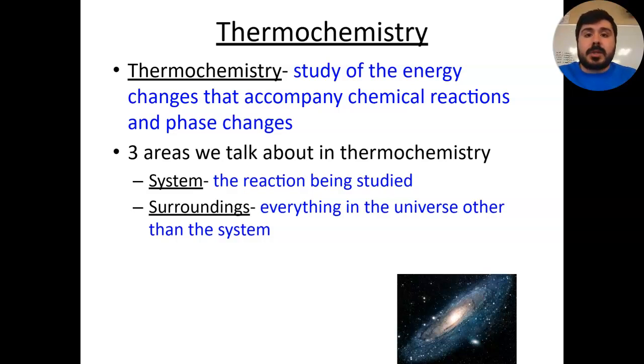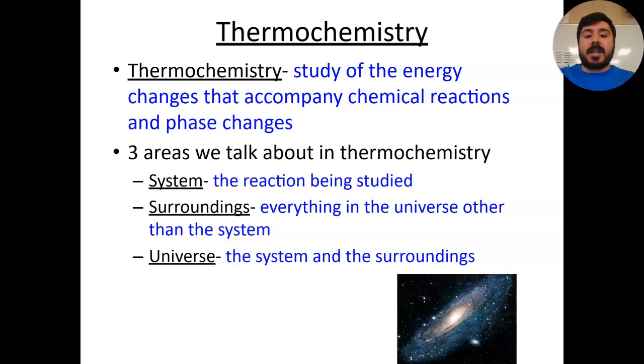When you put those two things together, system plus surroundings, you get what's classified as the universe. It's just a basic summation of your system plus your surroundings, okay? So there's really not much to write home about regarding these. But knowing how to utilize these three vocab words, system, surroundings, and universe, is going to be really important when it comes to some of the stuff we talk about.